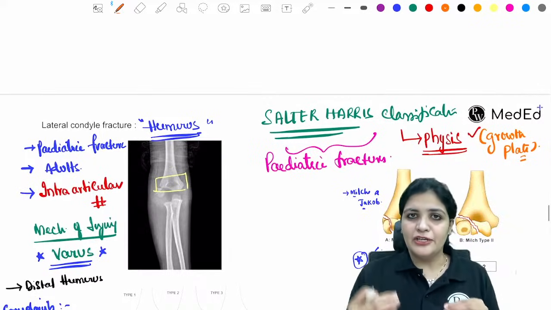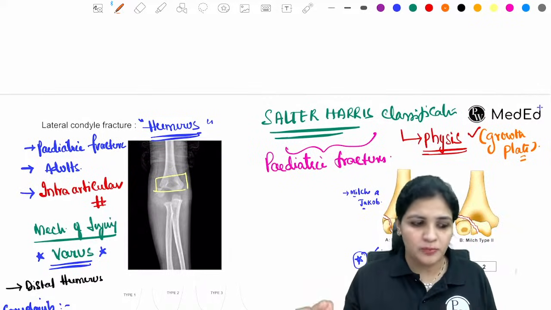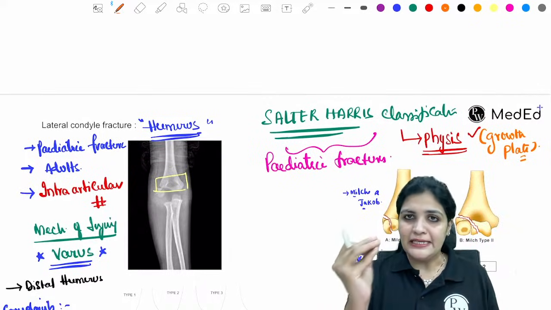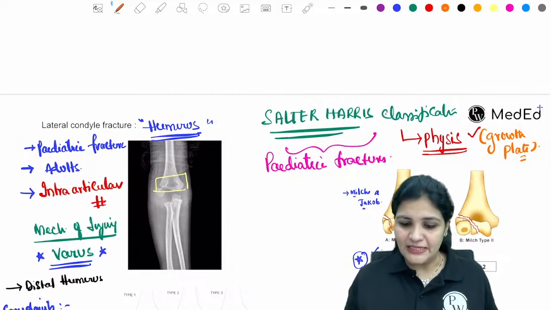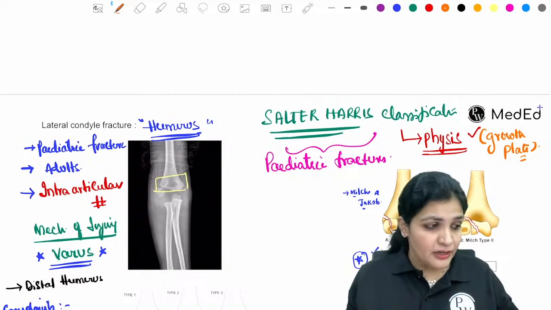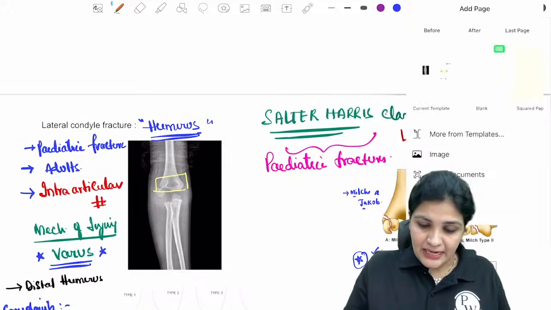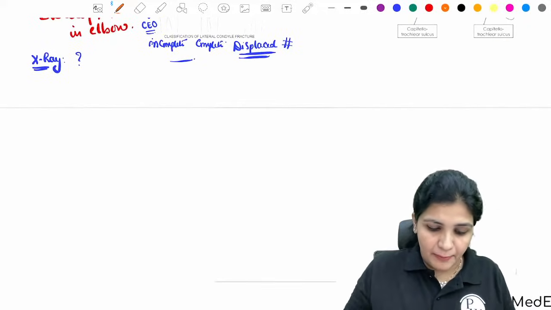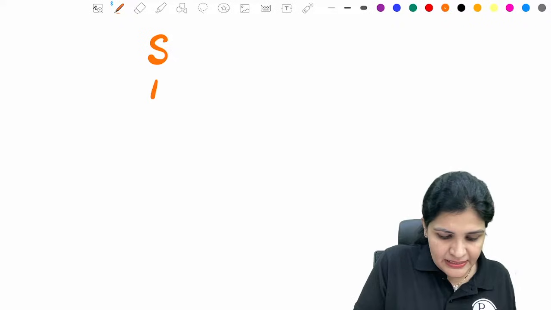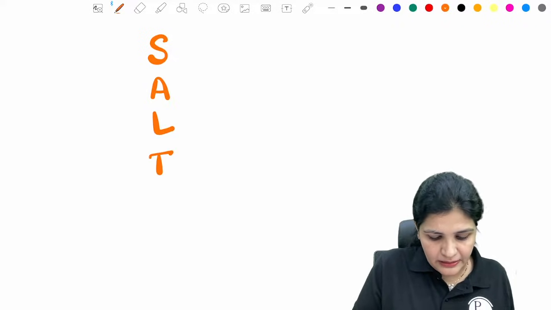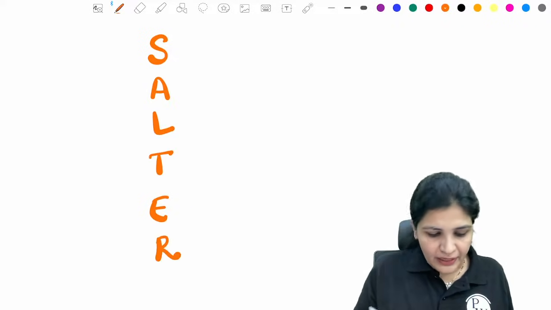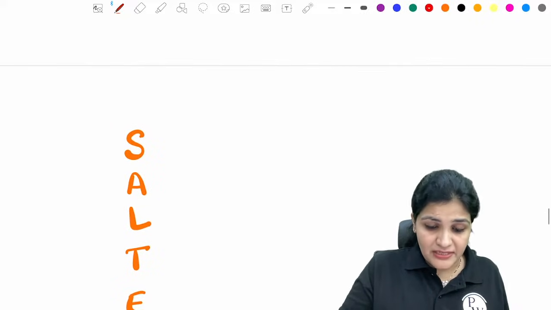So whenever there is an injury involving the physis or the growth plate, we use the Salter-Harris classification, right? Here you have to understand that this Salter-Harris classification is remembered as a mnemonic, SALTER, right? And you also know where this physis is present.